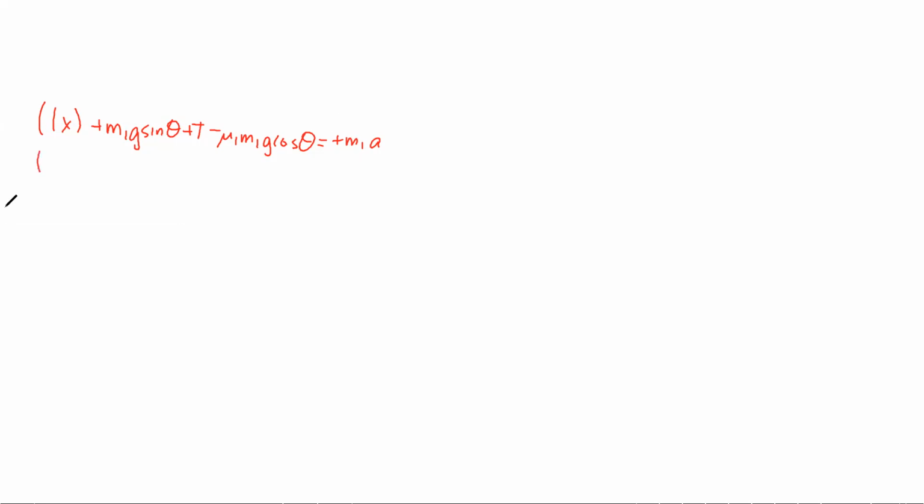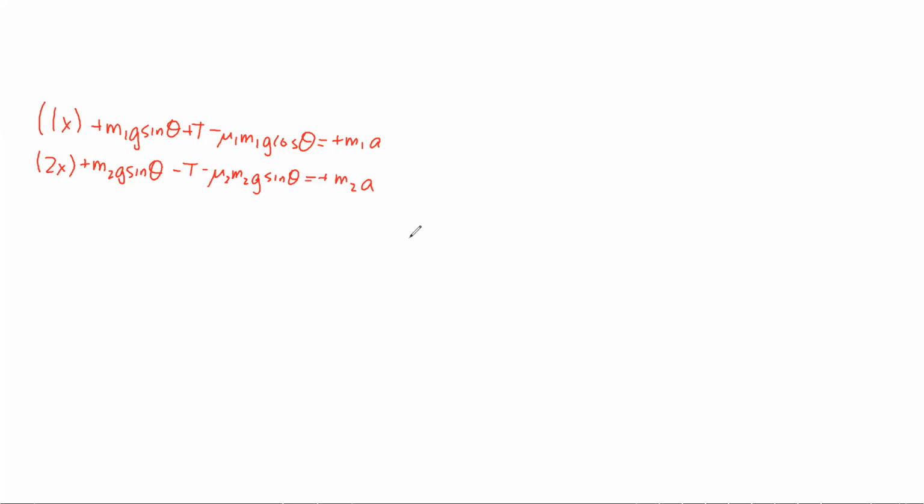And you'll see very quickly how we can just eliminate tension. This will be plus m2 g sine theta. Lucky for us, the angles are the same. Minus T minus mu sub 2 m2 g cosine theta equals plus m sub 2 a. So those are the two equations with the friction substituted in.